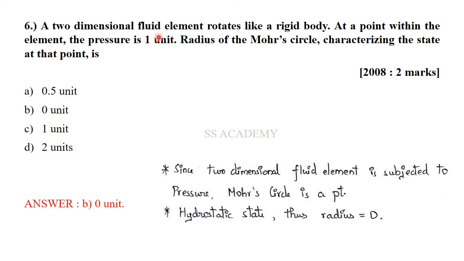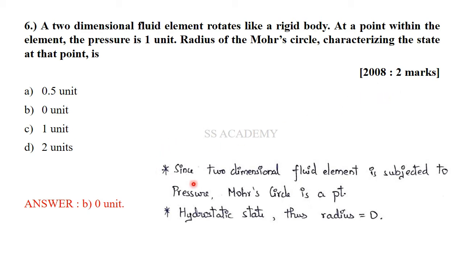A two-dimensional fluid element rotates like a rigid body. At a point within the element, the pressure is 1 unit. They have stated pressure, note this point. And at the same time, the radius of the Mohr circle is being asked, which characterizes the state at that point. The radius is being given as 0.5 unit, 0 unit, 1 unit, and 2 units. This is a 2008 2 marks question being asked in GATE.